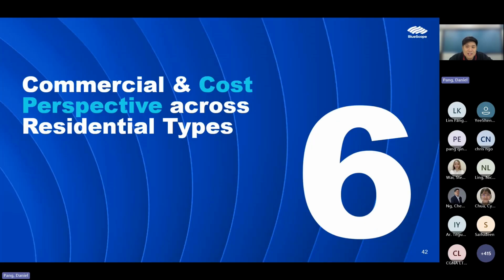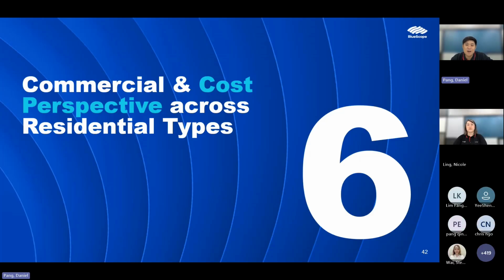So we have covered the technical performance, durability, and long-term value of residential roofing. But now comes the question that everyone cares about: cost and commercial value. So with that, I will hand over to Nicole, our consultation manager, who will walk you through the commercial costs and perspective across residential types.